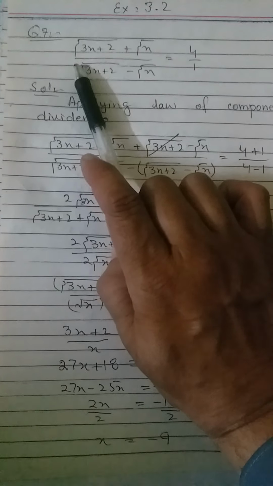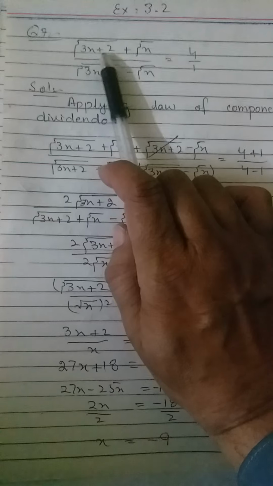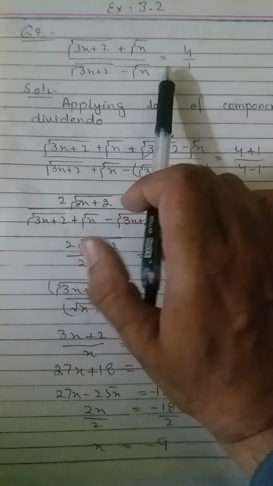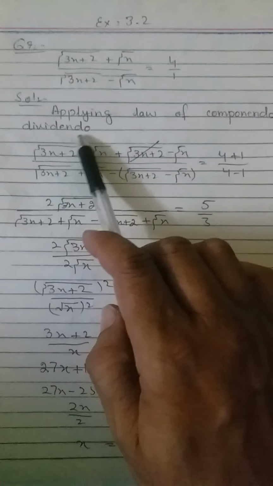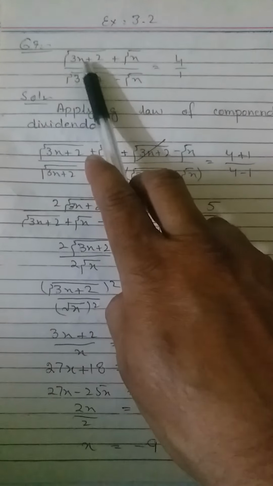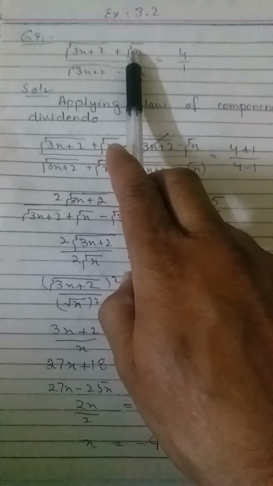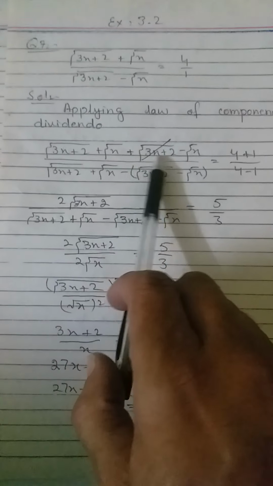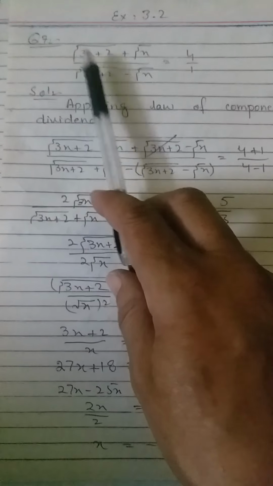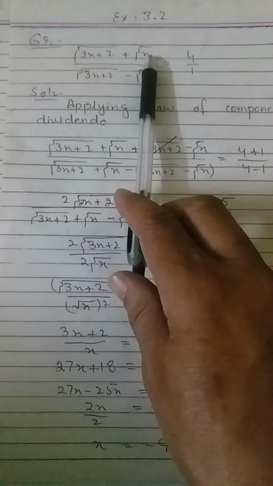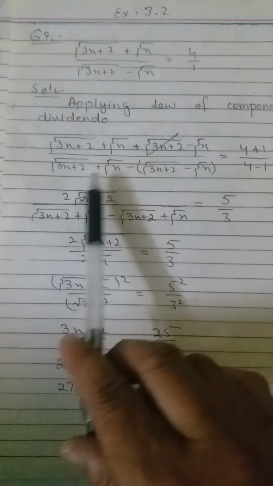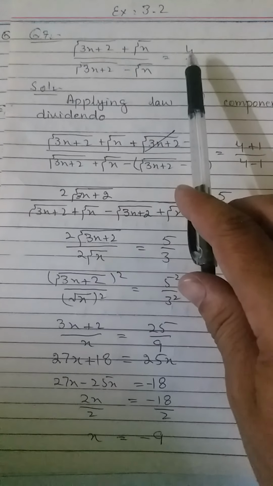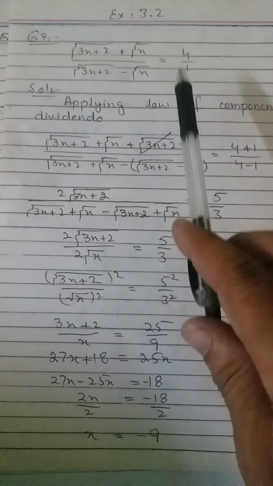Under root 3x plus 2 plus under root x, divided by under root 3x plus 2 minus under root x, is equal to 4 by 1. Now applying the law of componendo and dividendo. In this law we write the numerator plus the denominator in the numerator, and then in the denominator we write the numerator minus the denominator. The same happens on this side: 4 plus 1 in the numerator and 4 minus 1 in the denominator.